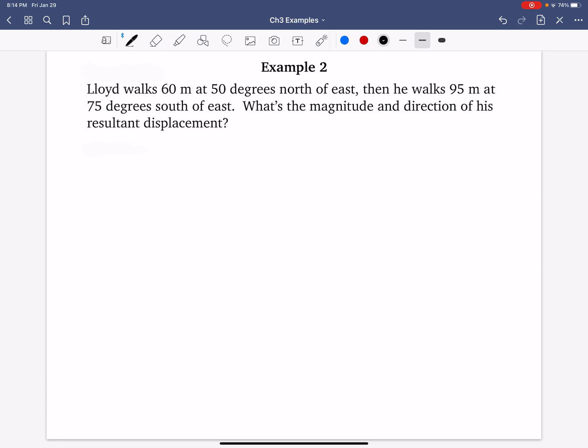So, what we have is Lloyd walks 60 meters at 50 degrees north of east, and then he walks 95 meters at 75 degrees south of east. Okay, so those are his two vectors. So first of all, let's draw a picture.